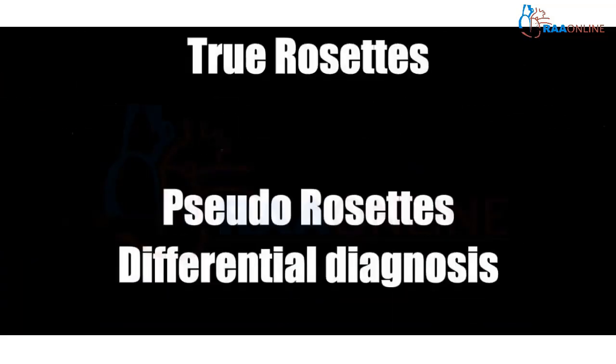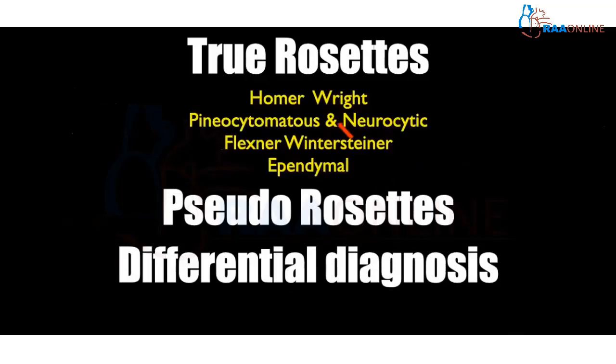As we said, rosettes are mainly classified for practical purposes into true rosettes and pseudo-rosettes, and they have their own differential diagnosis. The common true rosettes which we see are Homer-Wright rosettes, pineocytomatous or neurocytic rosettes, Flexner-Wintersteiner rosettes, and ependymal rosettes. The differential diagnosis is transverse section of the glands and papillary processes. Further down this video, let us see them one by one.